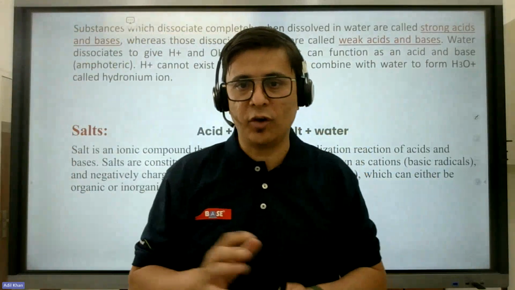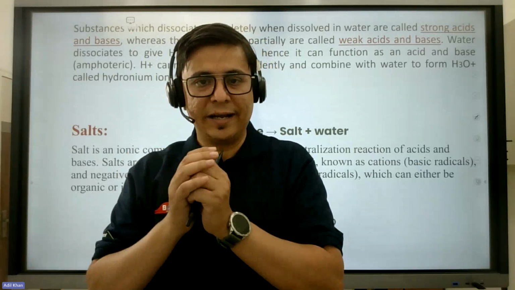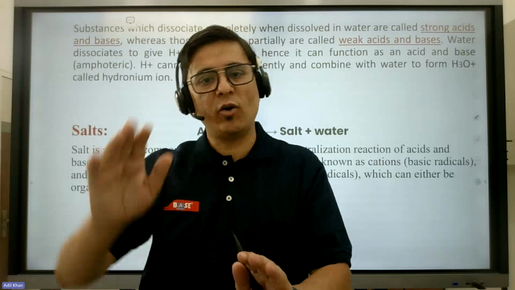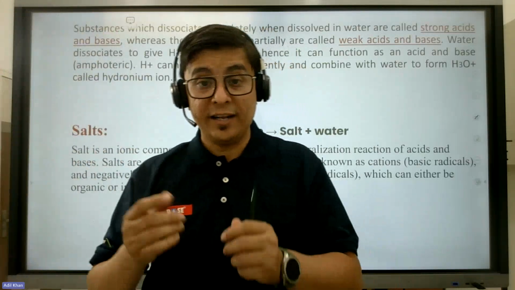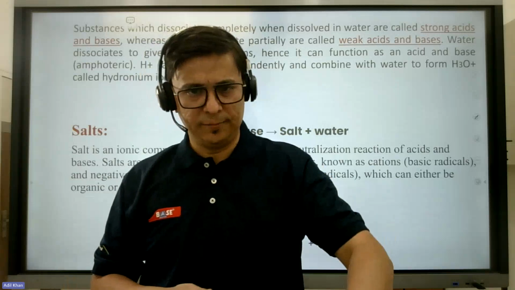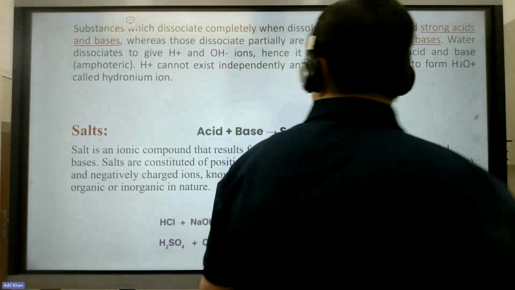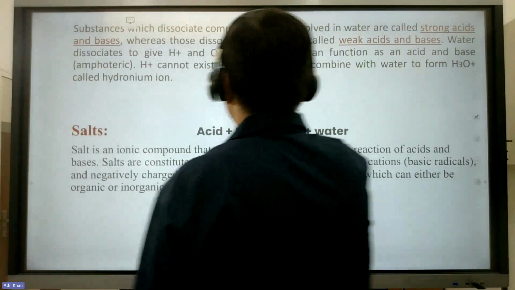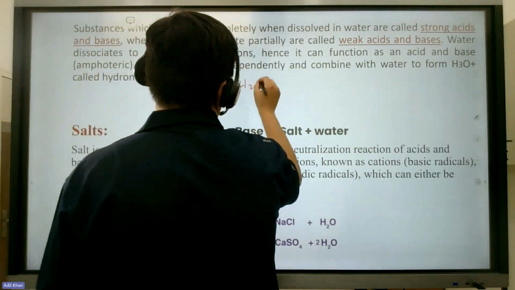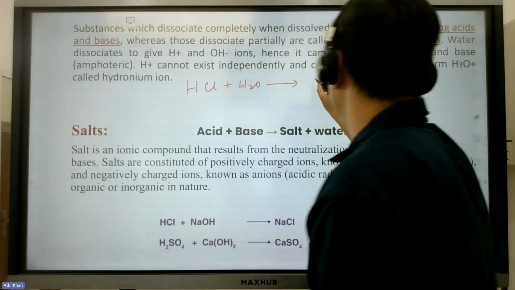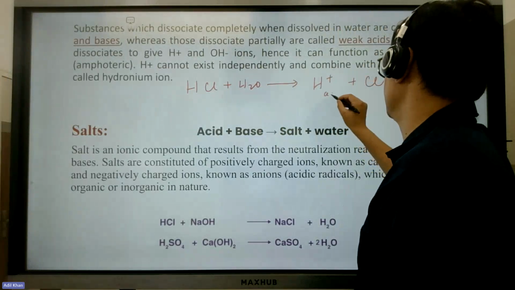How to differentiate them? For example, you take a strong acid and dissolve it in water, the entire acid breaks as H plus ion and whatever is the counter ion, like Cl minus in the case of HCl. Whereas a weak acid, if you dissolve it in water, only partial dissociation takes place. Let me give you an example. For example, you have HCl and you treat it with water. It breaks down as H plus aqueous and Cl minus aqueous.